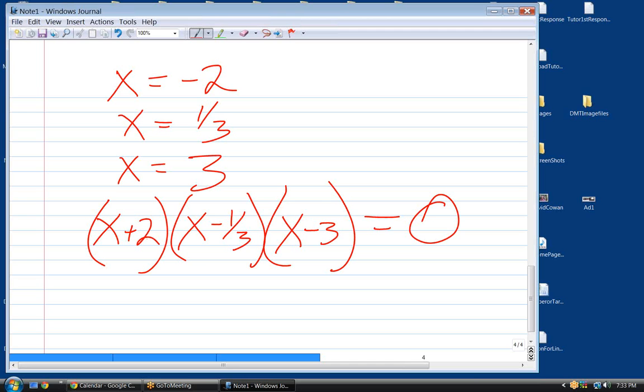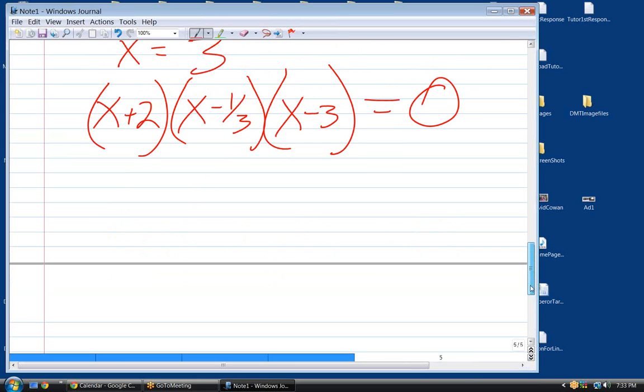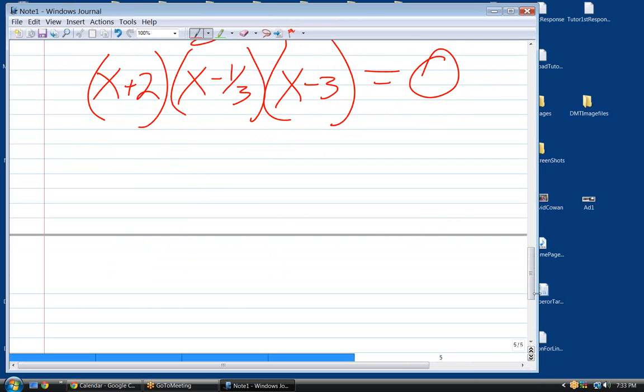Now, that's not that easy to do. Let's do it. Let's do the 2 easy ones first. FOIL those 2 together, or multiply them together, however you want to call it. What do you get? What's the first term?